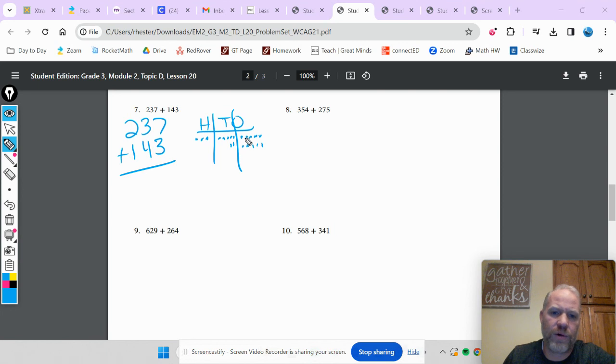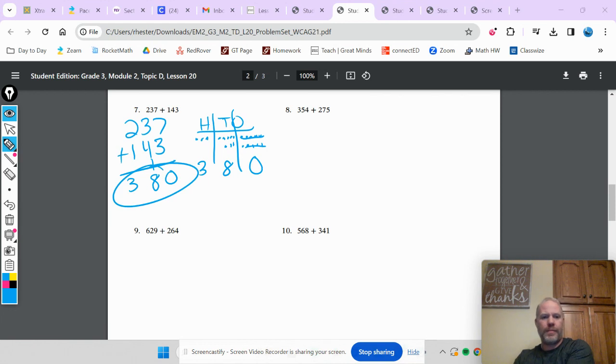Okay, so now I look. Do I have enough ones to bundle? Yes. So I cross those out, put 1 over here. There's 0 left. So 1 got carried over, bundled. Now I have how many? 5 and 3 is 8. 8, 8. And then 3 in the hundreds, 380. All right.